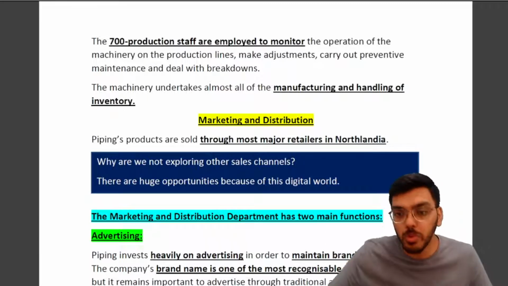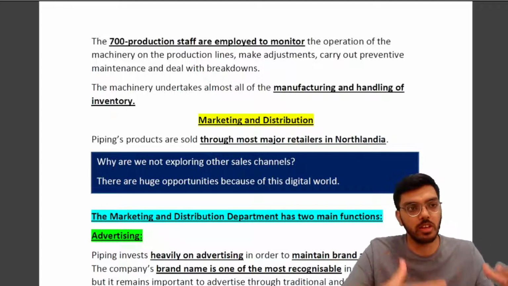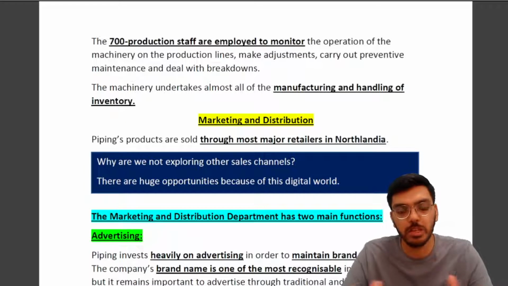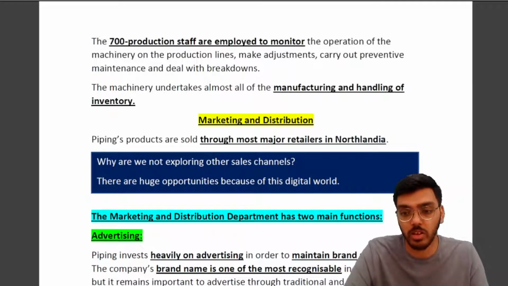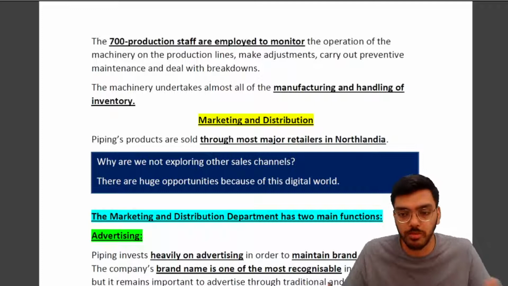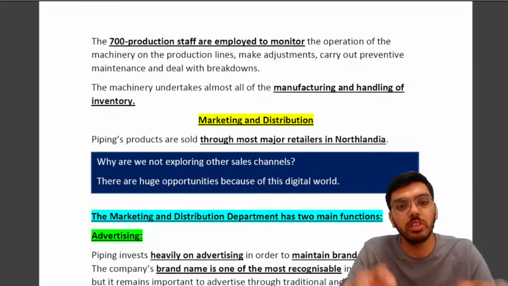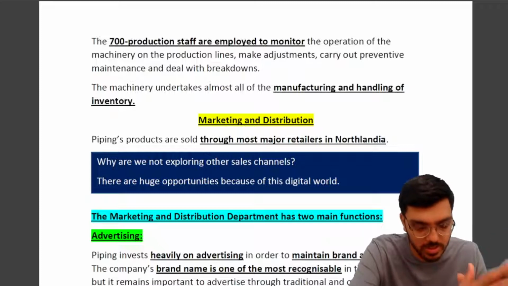But why don't we look at a website where customers can come and order their tea of choice and get it delivered to their house? Secondly, we can have an application as well, a mobile application where people can choose the tea that they want on their phone itself and order it. So we sell through retailers. That's the conventional route. Supermarkets is the conventional route.